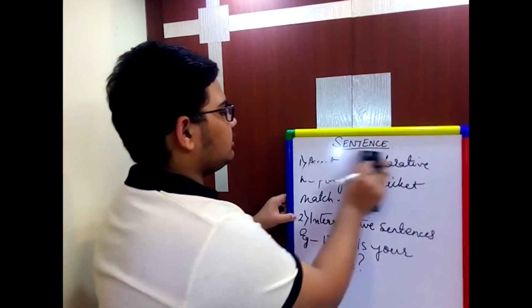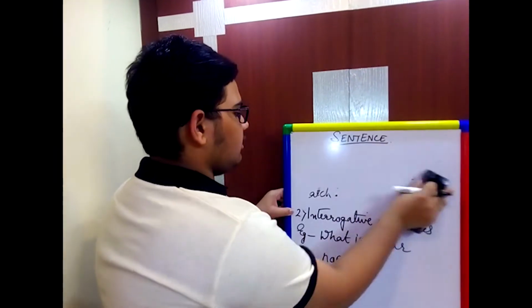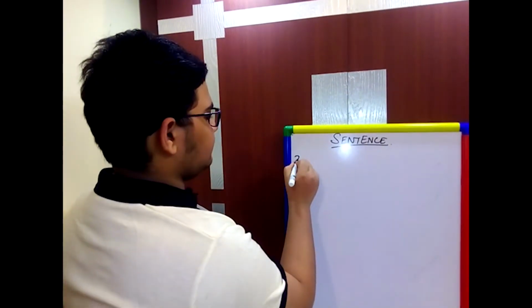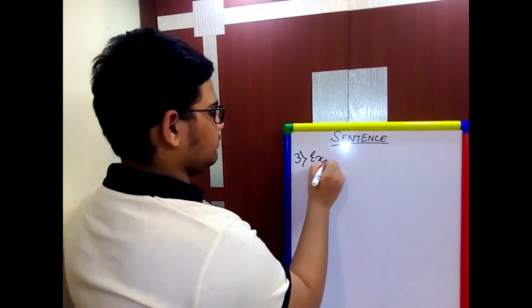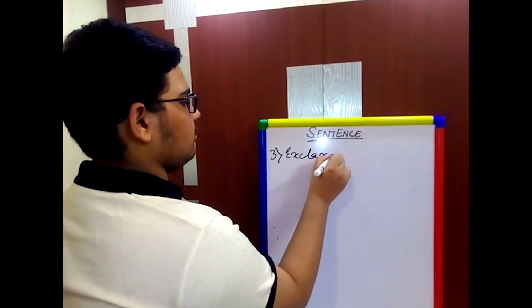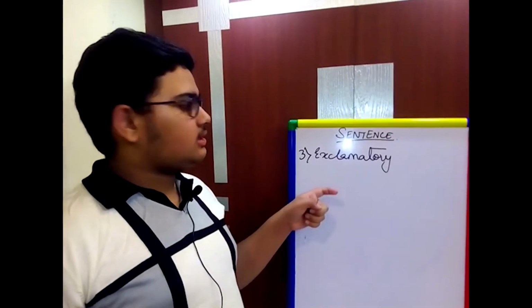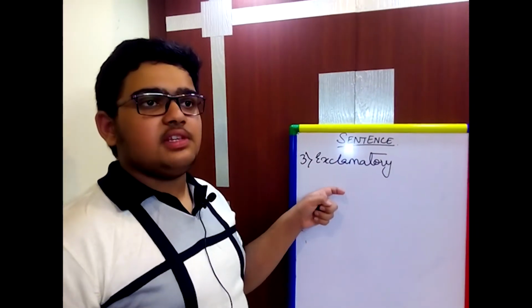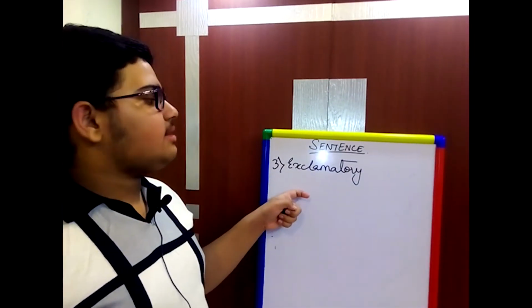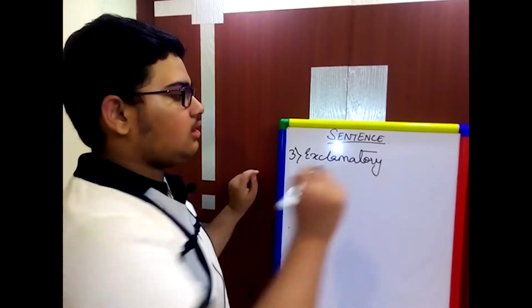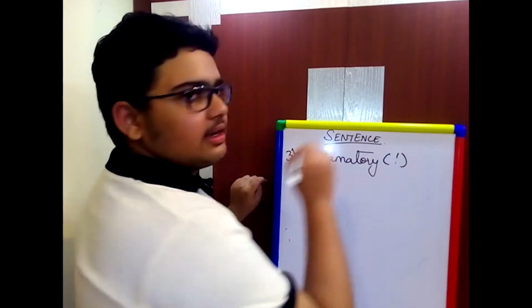Now when we come to the third type of sentences, we have exclamatory sentences. Now, exclamatory sentences is a type of sentence which expresses strong feelings. Now, exclamatory sentence must have an exclamation mark at the end.